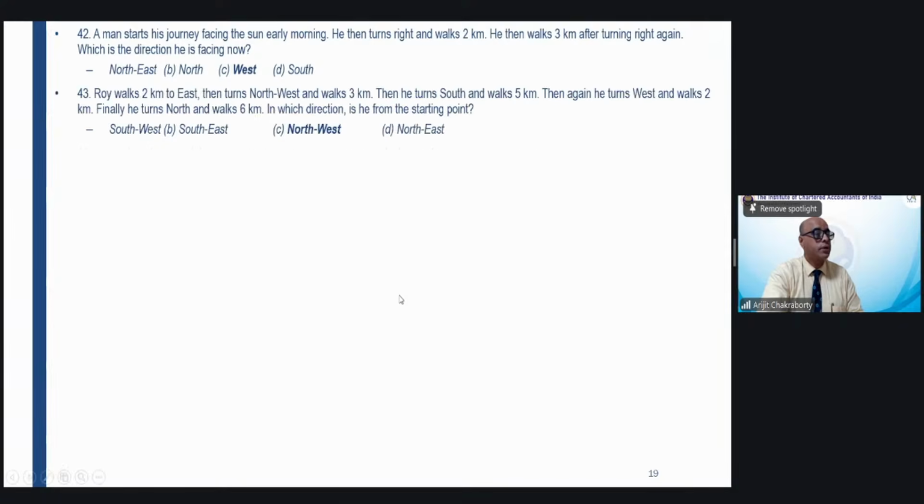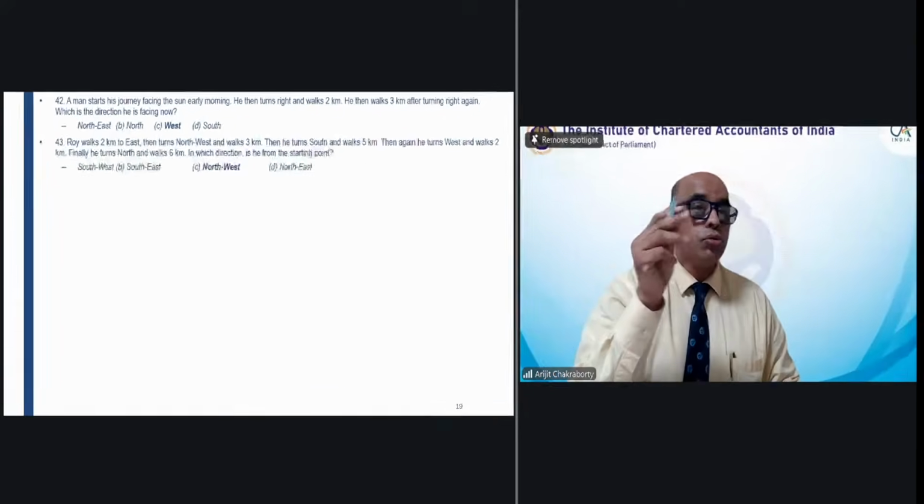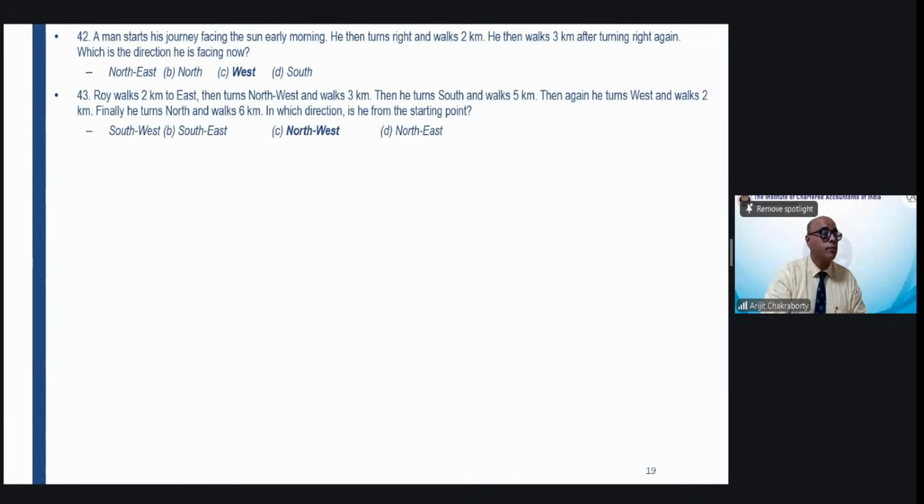Excellent. 43rd question. Roy walks 2 kilometers towards the east. Okay. 2 kilometers towards the east. Fine. Then turns northwest. Be careful. Northwest hai question mein. So please read carefully. I am also going slow. Turns northwest. Yani east ke taraf he was going, and now he is turning northwest. Now turning 90 degree, another 45, yani 135 degree turning lene ke baad, he is facing northwest and walking 3 kilometers.